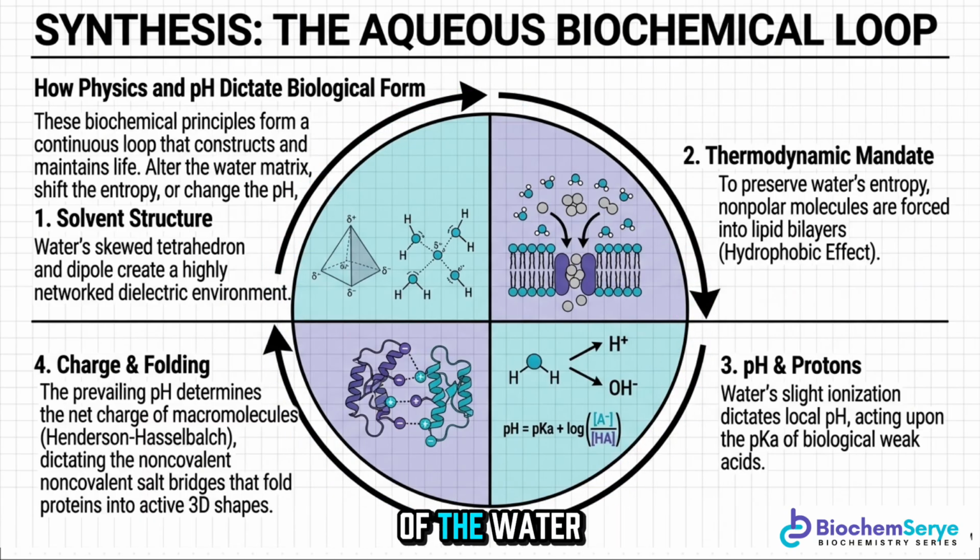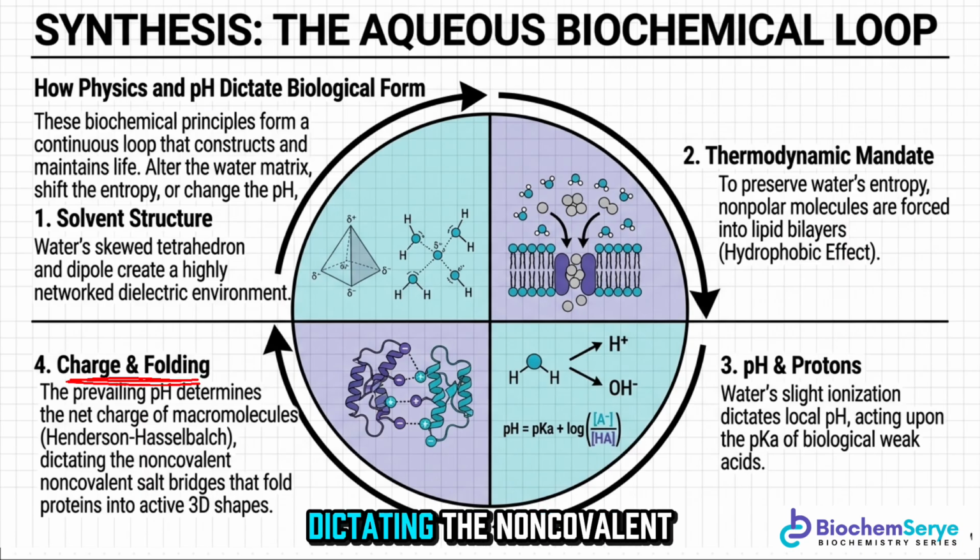The physical shape of the water molecule establishes the solvent structure. This forces nonpolar molecules to hide, creating the thermodynamic mandate that drives the formation of lipid bilayers. Simultaneously, water's slight ionization creates the baseline for pH and protons, dictating the pKa of weak acids. Finally, the prevailing pH determines the net charge of macromolecules, dictating the noncovalent forces that fold proteins into active 3D shapes. You literally cannot change one quadrant without instantly affecting all the others. This loop is the dynamic chemical logic that makes human life possible.